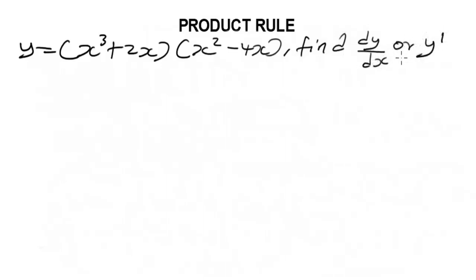So I'm given this function y equals, in brackets x cubed plus 2x, bracket close, bracket open, x squared minus 4x. And we're asked to find dy over dx or y prime.